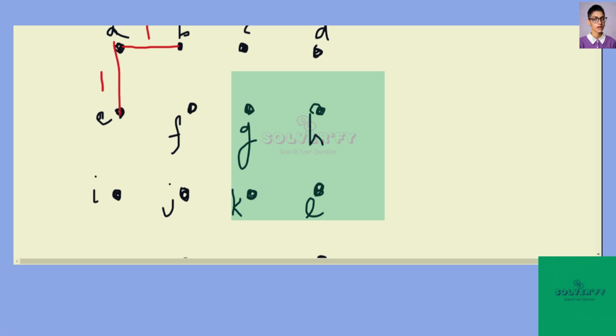Let's add the edge AE. We don't create a circuit, so this is valid. Let's add the edge CD. This does not create a circuit, so it's valid. Add the edge DH. This does not create a circuit, so it's also valid. Now, in the remaining graph, the smallest weight is 2.